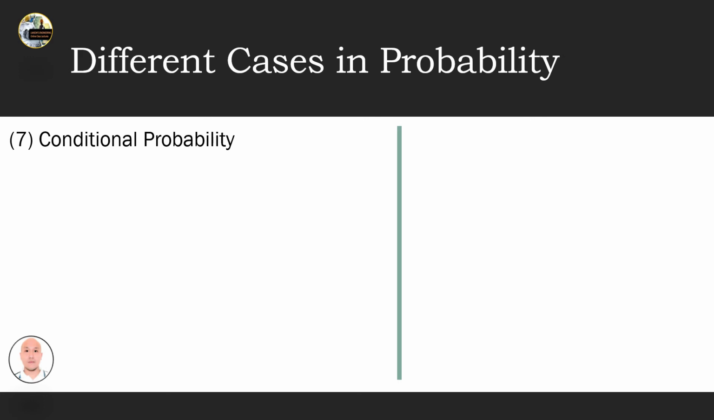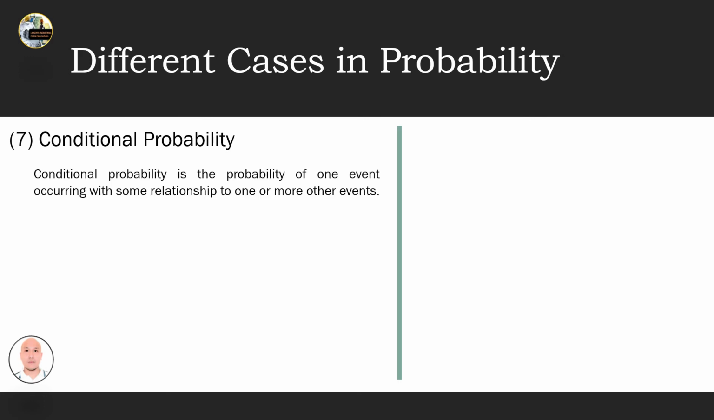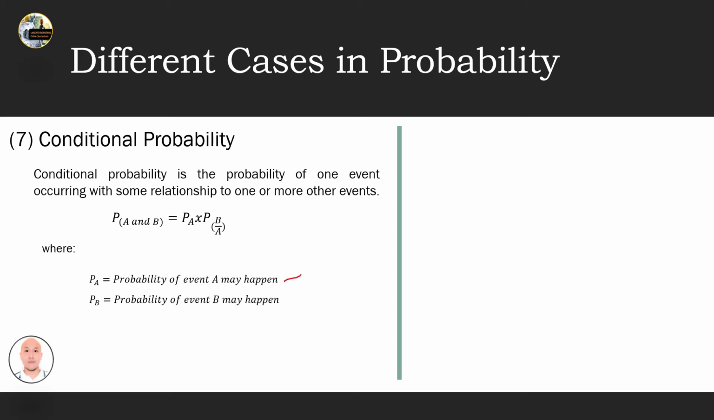Number 7, conditional probability. Conditional probability is the probability of one event occurring with some relationship to one or more other events. So we have the formula, P(A and B) is equal to P(A) times P(B over A), where P(A) is the probability that event A may happen, P(B) is the probability that event B may happen, and P(B over A) is the probability of B given A.